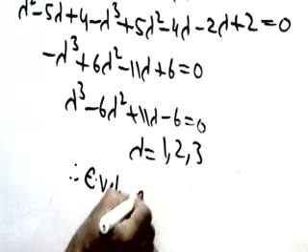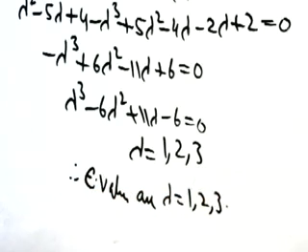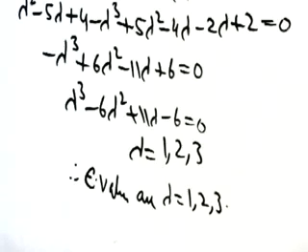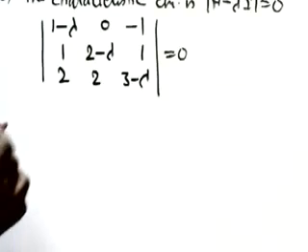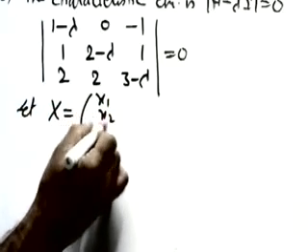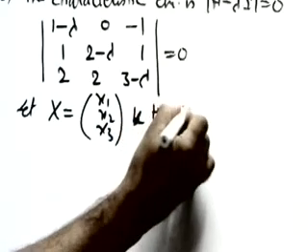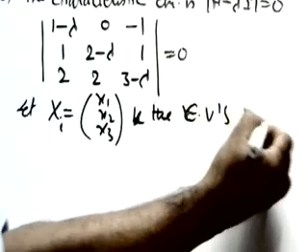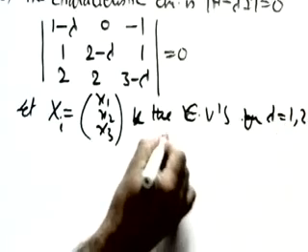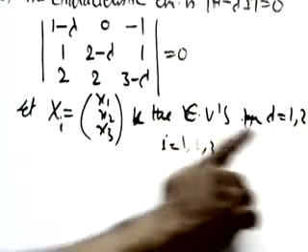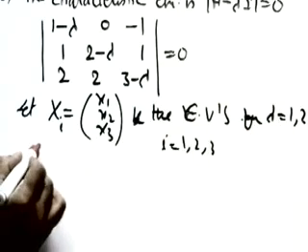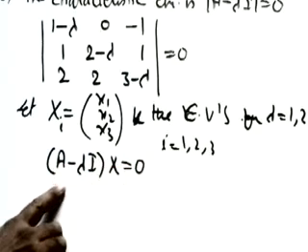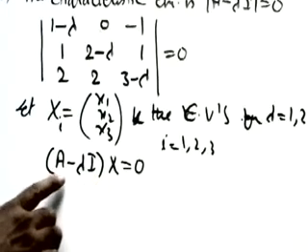Therefore we write eigenvalues are lambda equals to 1 comma 2 comma 3. Now we have to find the eigenvectors for lambda equals to 1, lambda equals to 2, lambda equals to 3. Now for eigenvector we take like this. Let x equals to x1, x2, x3 be the eigenvectors. Suppose we write xi, we have three vectors for lambda equals to 1 comma 2 comma 3, where i equals to 1, 2, 3, that is x1, x2, x3. So let me start like this. We have to substitute in this (A minus lambda I) into x equals to 0.